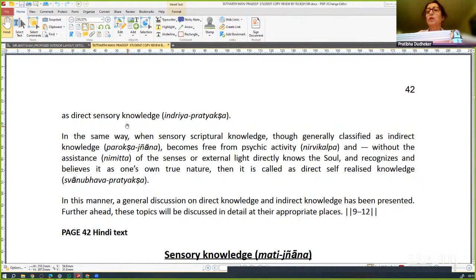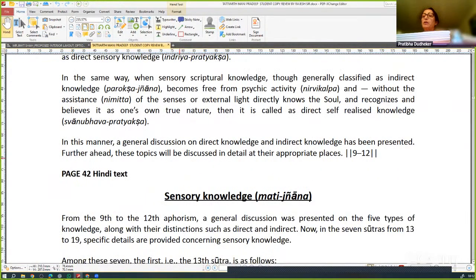In the same way, when sensory scriptural knowledge, which is generally classified as indirect knowledge, Paroksha Gyan, becomes free from psychic activity, nirvikalp, and without the assistance, nimit, of the senses or external light, directly knows the soul and recognizes and believes it as one's own true nature, then it is called direct self-realized knowledge, Swanubhav Pratyaksha. In this manner, a general discussion on direct knowledge and indirect knowledge has been presented. Further ahead, these topics will be discussed in detail at their appropriate places.